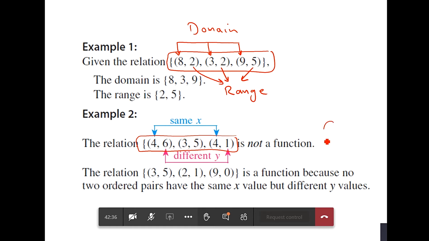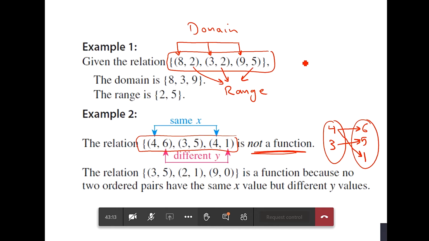Look at this. If we have the domain equal 4 and 3, the codomain, our range, we have 6, 5 and 1. 4 have relation with 6 and the 3 with 5 and the 4 also with 1. So لاحظ the 4 have two relation. So this is not function. Sure.